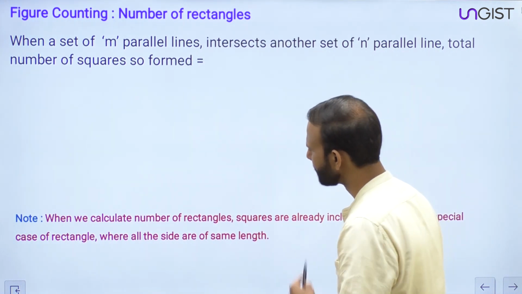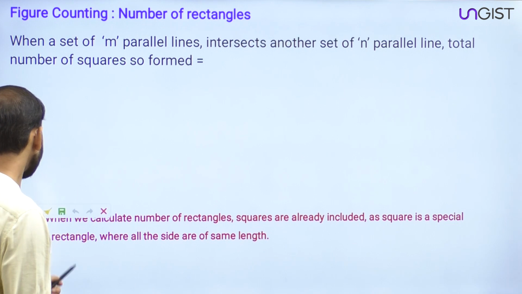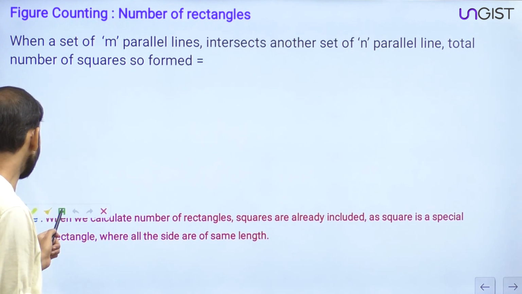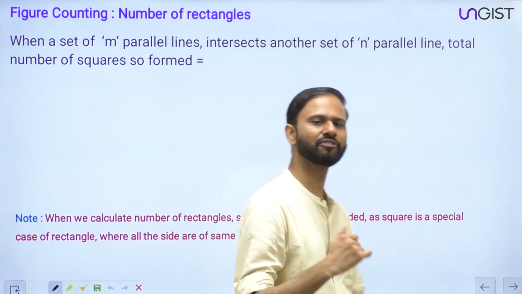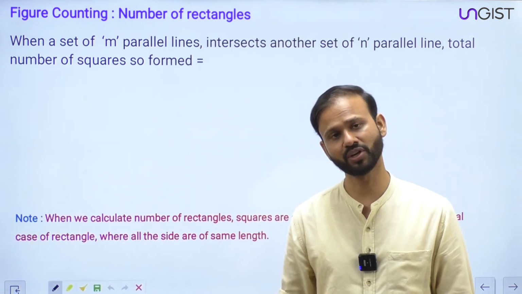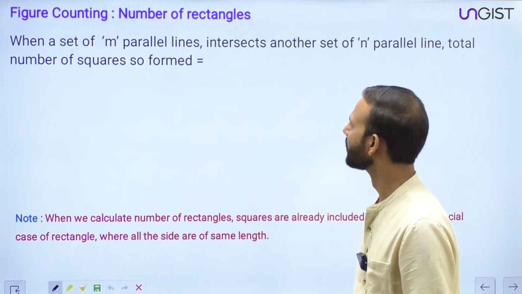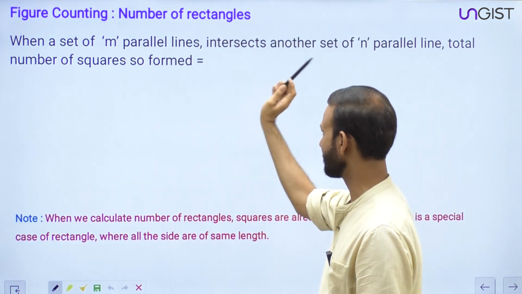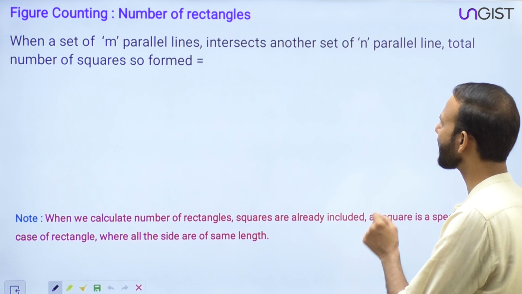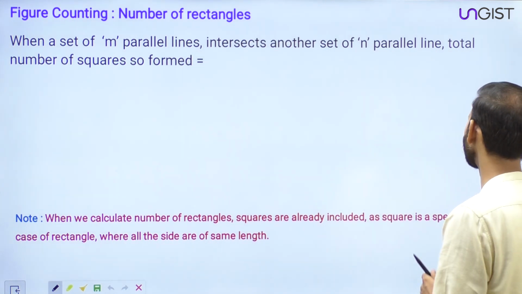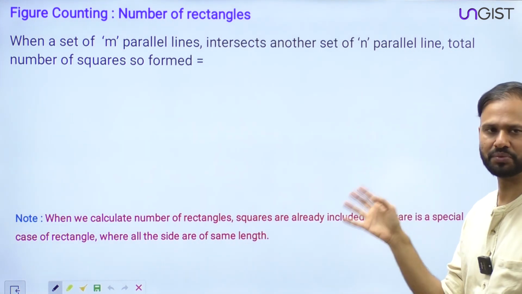Now everyone, the next slide is talking about the number of rectangles. Guys, till now we have solved the number of squares, right? Now we need to solve the number of rectangles. The question is saying figure counting number of rectangles. Now read the concept. The concept says when a set of m parallel lines intersects another set of n parallel lines, the total number of squares so formed is equal to, right?